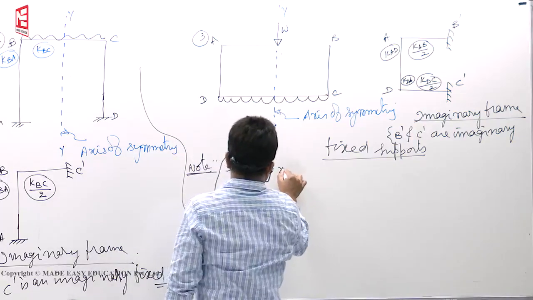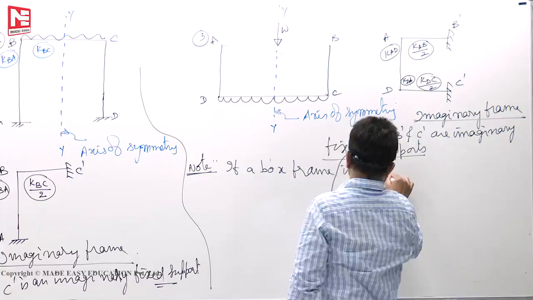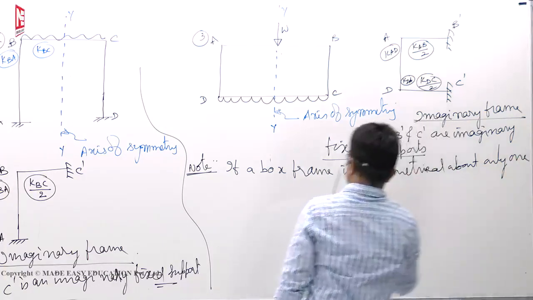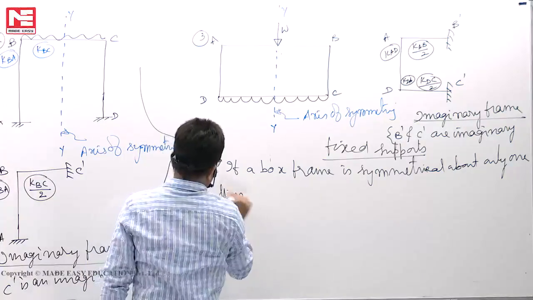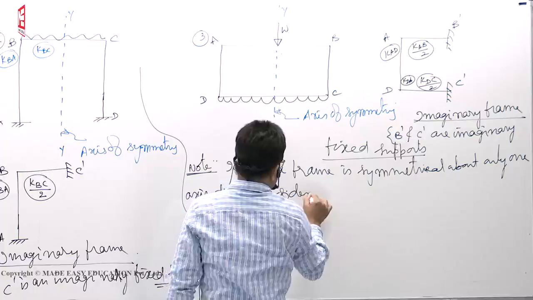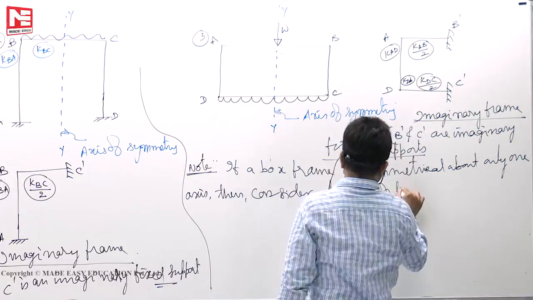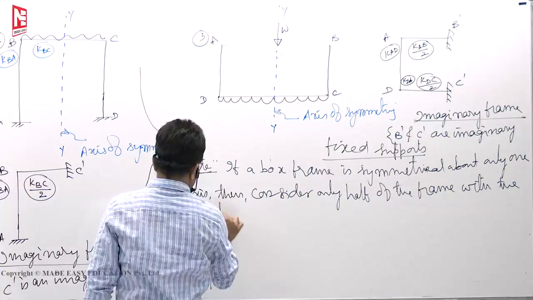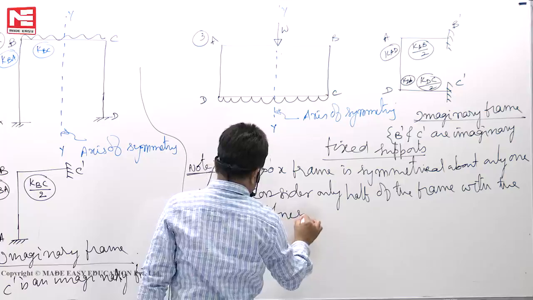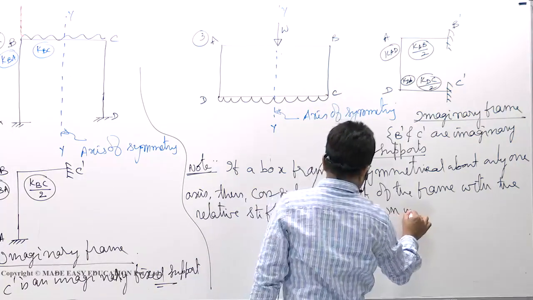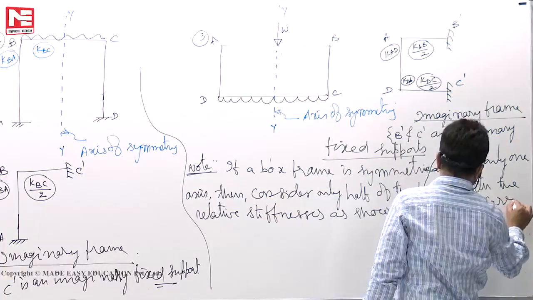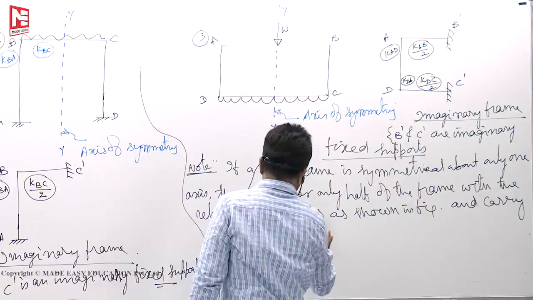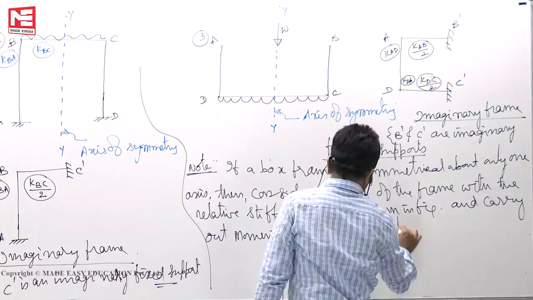So, if a box frame is symmetrical about only one axis, then consider only half of the frame with the relative stiffnesses, relative stiffnesses as shown in figure, and carry out moment distribution for half of the frame only.